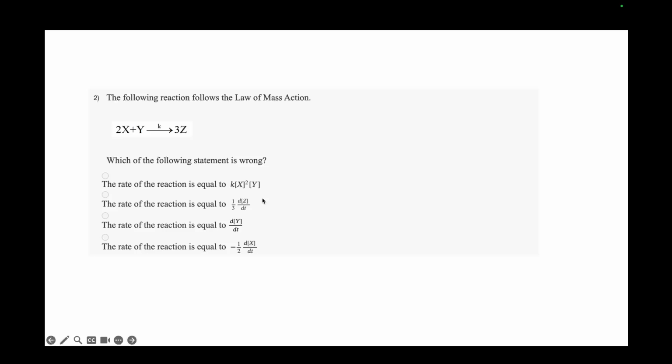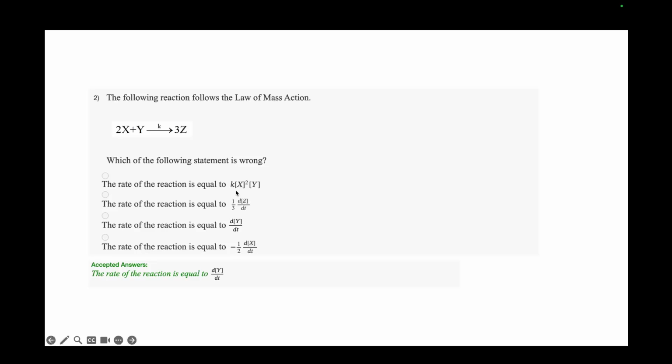First one, the rate of the reaction is equal to K into X. Yeah, that's correct. The question is which one of them is wrong.